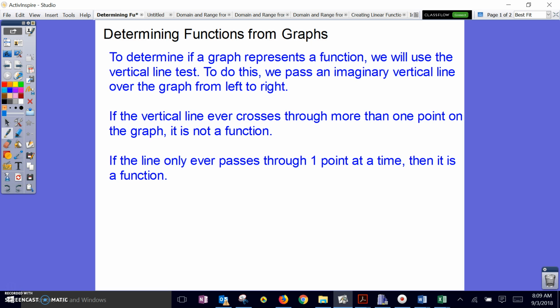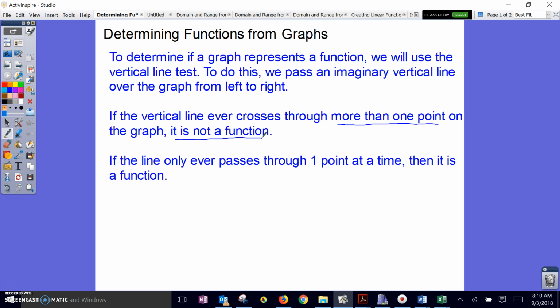Okay, and in the vertical line test, all we do is we take an imaginary vertical line. Sometimes I've seen people hold their pencil vertically over a graph and pass it from left to right to help them see this. But we're going to just pass this imaginary vertical line over the graph from left to right. If it ever crosses through more than one point on the graph at a time, then it's not a function. If it ever passes through only one point at a time, then it is a function.